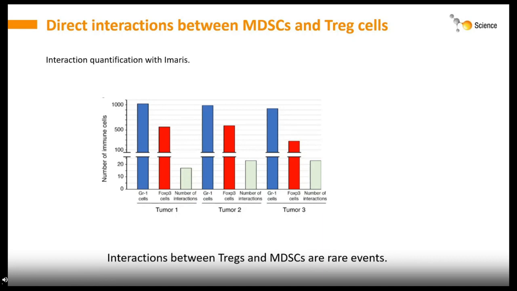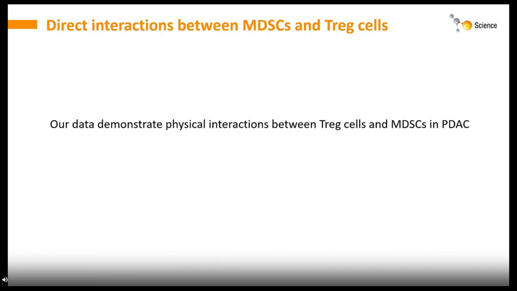We also quantified this interaction at different points of the tumor development, 1, 2, 3, and 4 weeks, and we observed the peak of interaction at 3 weeks, and after that the number of interactions decreases. We also confirmed the presence of this interaction by video microscopy. So our data demonstrate physical interaction between Tregs and MDSC in PDAC.